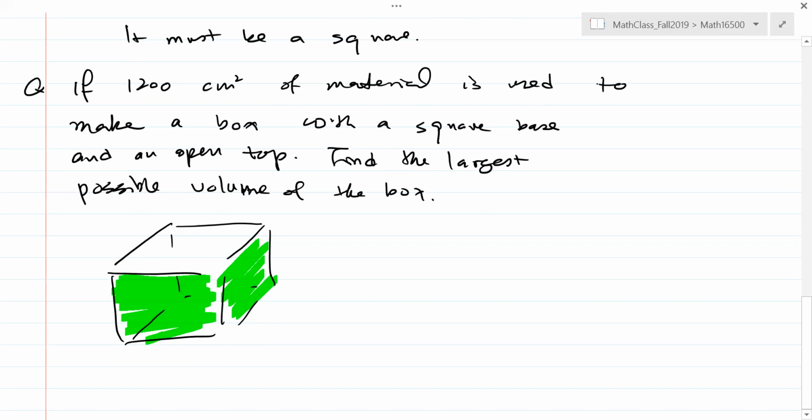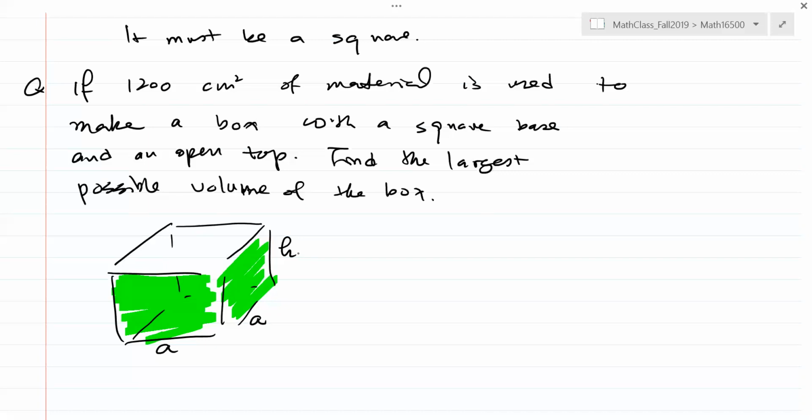So we have to design. But before we design, we have to do some calculation. So the base side is called A. The height is H, right? We don't know. We only know the base is a square. So name the variables. Draw the picture. We have to calculate the surface area using A and H.